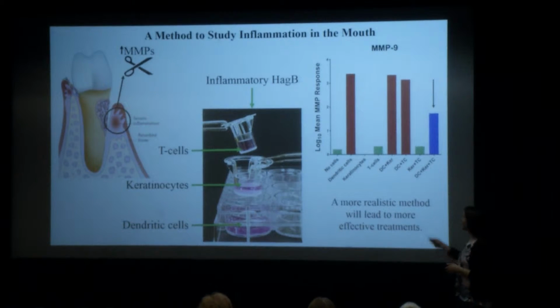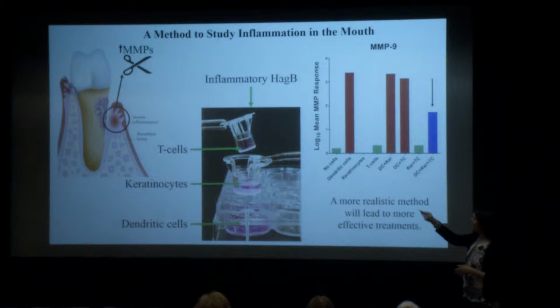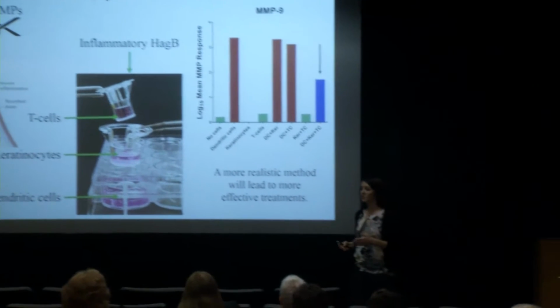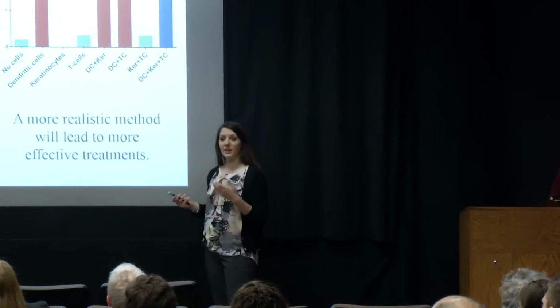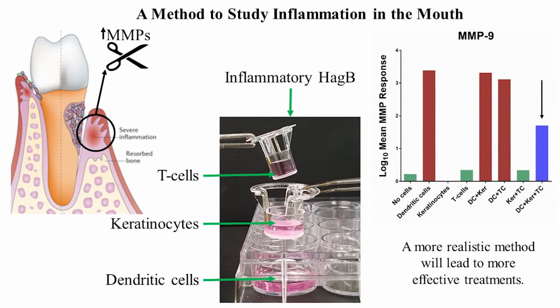So for my experiment, I grew each cell type by itself, in pairs, and then all three together. And then I added my Hag-B, and after 64 hours, I determined the concentration of 9 different MMPs produced by the cells. Here's one of those MMPs that had significant differences between the groups. So what we see here is that dendritic cells are the main responder of this, the main producer of this MMP, while the other two cell types are not.